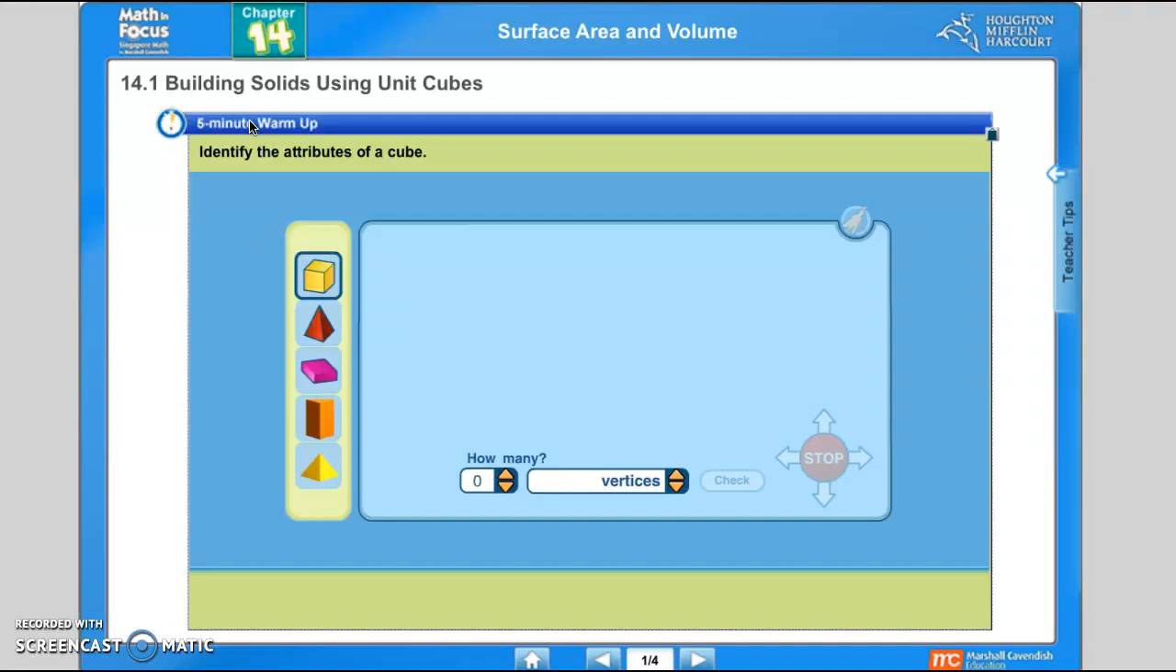Welcome, mathematicians. Here we are in our new 3D geometry unit, and we are going to explore some shapes and some of their properties. So let's start out with our first shape, which is a cube.